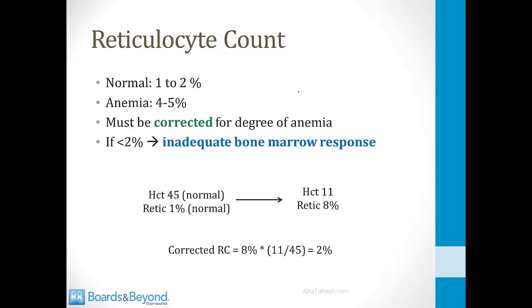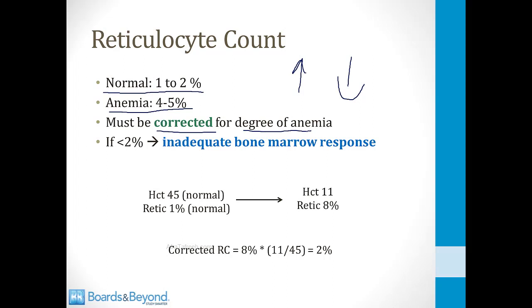Now it would be nice if you could just look at the reticulocyte count and decide whether it's increased or decreased, and then decide whether a normocytic anemia was due to underproduction or hemolysis. But it's not so simple, and that's because the reticulocyte count is reported as a percentage. So under normal circumstances, reticulocytes account for 1 to 2% of the red cells in the peripheral blood. In the setting of anemia, that percentage can rise to 4 to 5%, but to determine whether or not the bone marrow is responding appropriately, you need to correct that percentage for the degree of anemia.